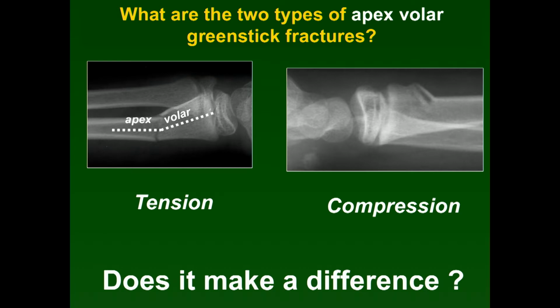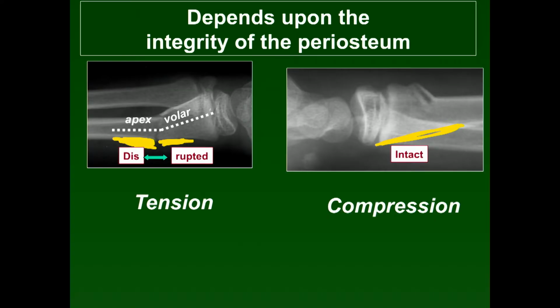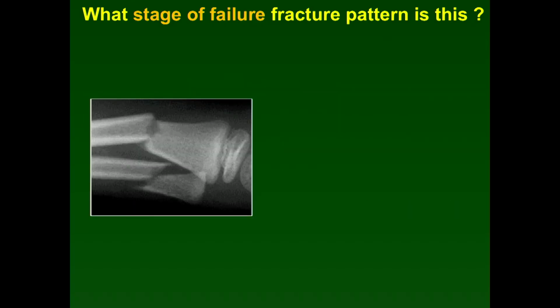So does it make a difference? Yes. In what respect? Tension tends to have a higher risk of. That's right. It depends on the integrity of the periosteum. In the tension type, probably the periosteum is ruptured, whereas in the compression type, the cortex is intact. So these are unstable, and these are stable.